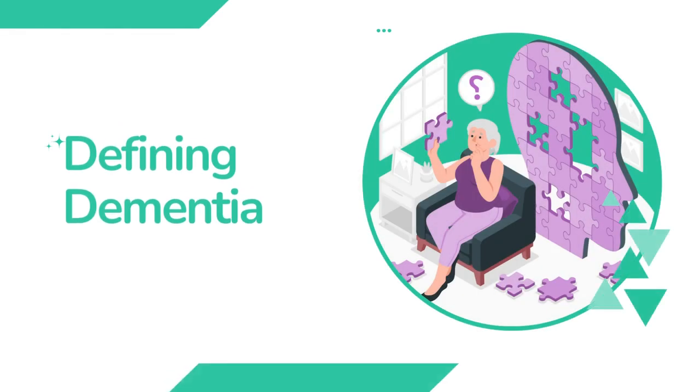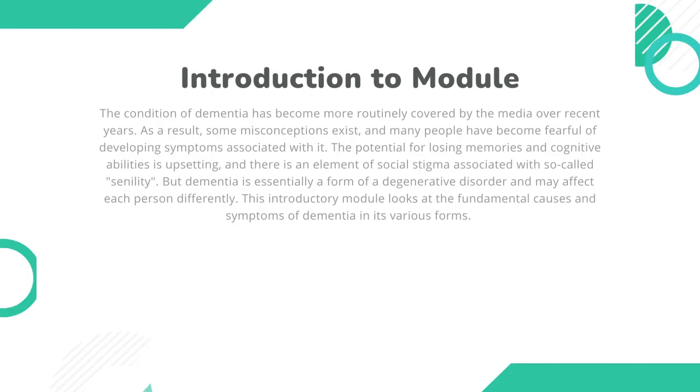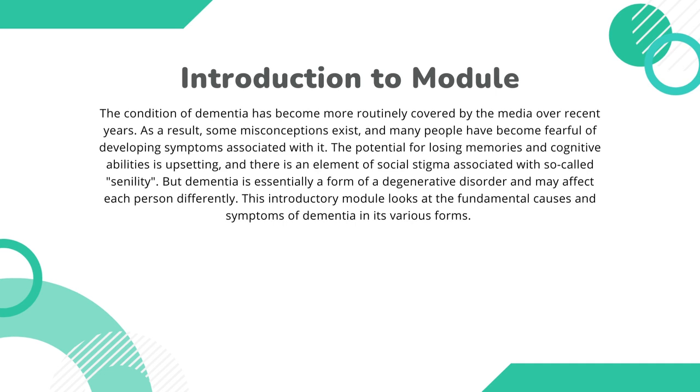Defining dementia. Introduction to Module. The condition of dementia has become more routinely covered by the media over recent years. As a result, some misconceptions exist, and many people have become fearful of developing symptoms associated with it. The potential for losing memories and cognitive abilities is upsetting, and there is an element of social stigma associated with so-called senility. But dementia is essentially a form of a degenerative disorder and may affect each person differently.